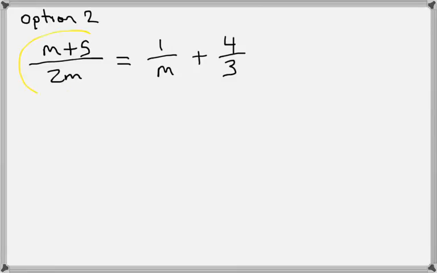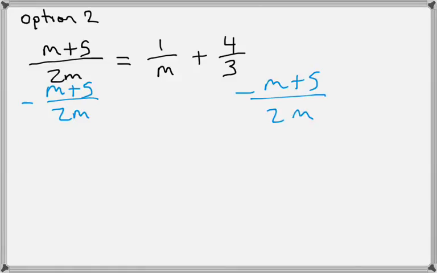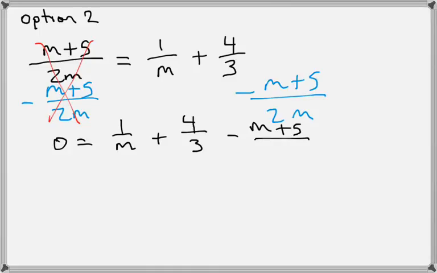Let me get the right color here. Subtract this fraction to the other side so that it equals 0. So if we do that, we're going to subtract (m + 5)/(2m) from both sides. So here on the left, they're going to cancel out to equal 0. So now we have 0 is equal to 1/m + 4/3 minus (m + 5)/(2m).